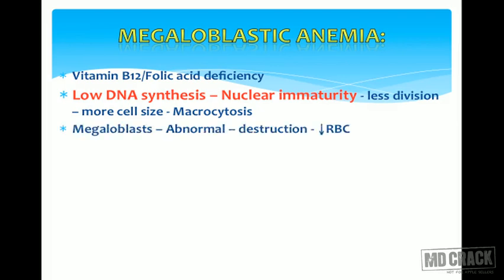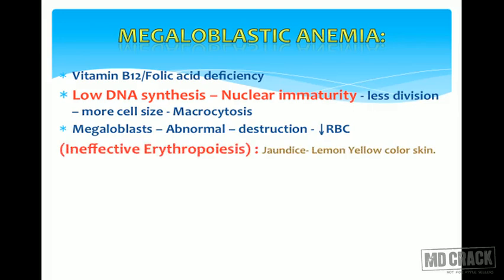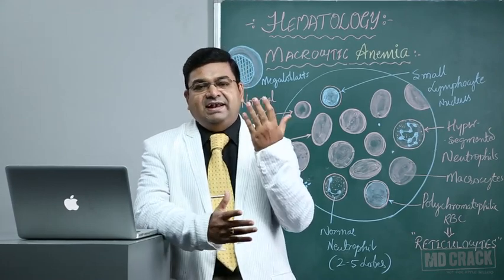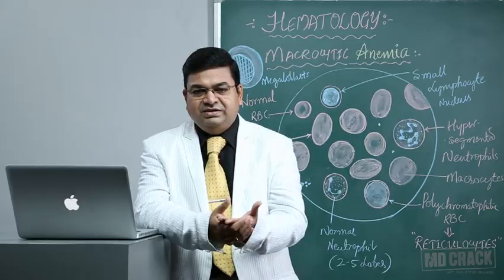So what will happen? DNA synthesis gets affected. The nuclear maturation doesn't happen. The nucleus remains immature. Such cells will undergo less and less division, and the cells will become bigger and bigger. We call them macrocytic cells. Such a megaloblast is very much unstable and very much abnormal. They will undergo destruction within the bone marrow itself. We call it ineffective erythropoiesis, because megaloblasts which are formed in the bone marrow get lysed in the bone marrow itself. Understood?